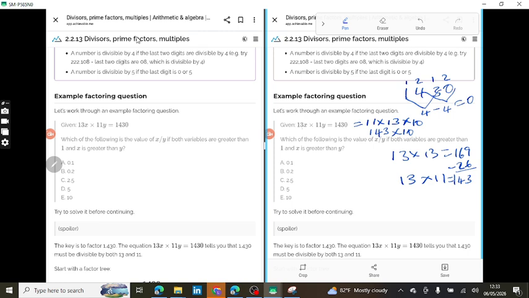And because they said one is greater than the other, if both variables are greater than 1 and s is greater than y, which of the following is the value of s over y? But if you go to the exam, they ask you this question without knowing anything to solve. Which of these options will you eliminate first? Option A, B, C, D, and E. Which of them? S is greater than y.